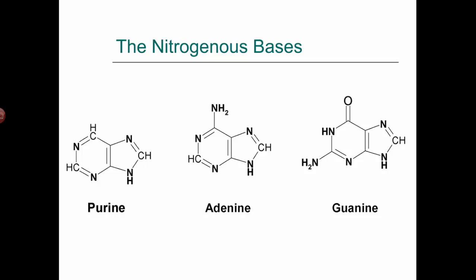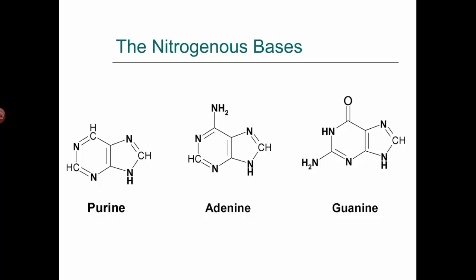The nitrogenous bases, they're called nitrogenous. You see in the word nitrogenous the word nitrogen. They are called that because they contain lots and lots of nitrogen. And they're broken up into two families. The first are called the purines. Adenine and guanine are members of the purine family.